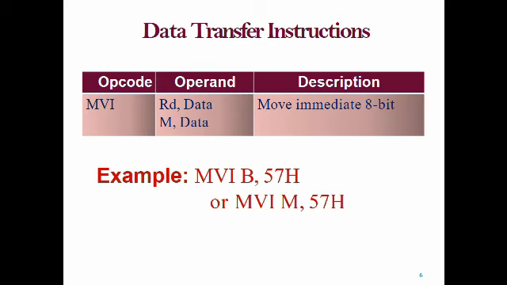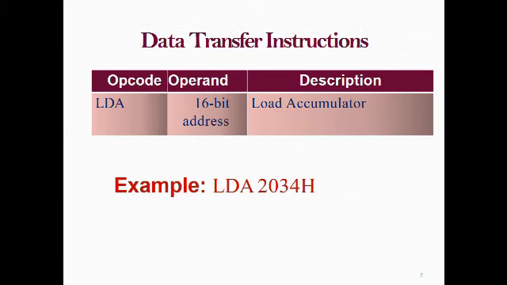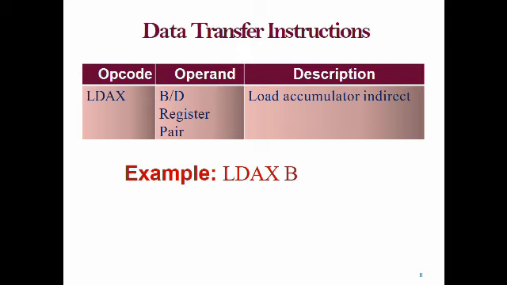Next is load accumulator. This instruction will load the contents of the accumulator from the address that is directly specified. For example, LDA 2034 will copy the contents of the memory location specified by the address 2034 into the accumulator. LDAX register pair, either BC or DE: LDA stands for load accumulator and X stands for register pair. For example, in LDAX B, B stands for register pair BC.